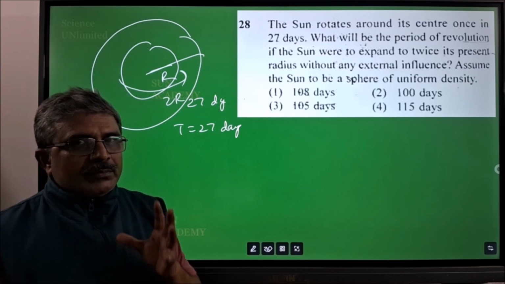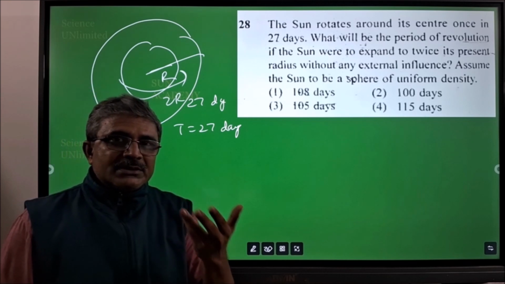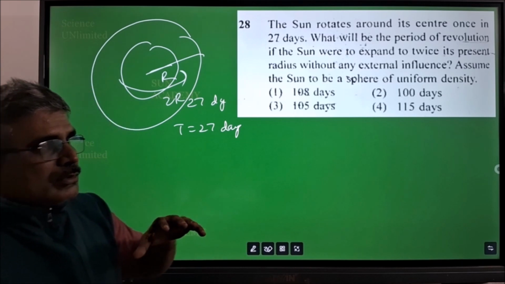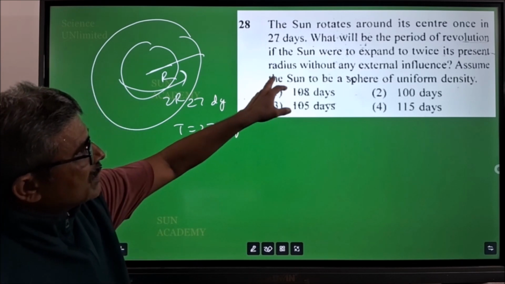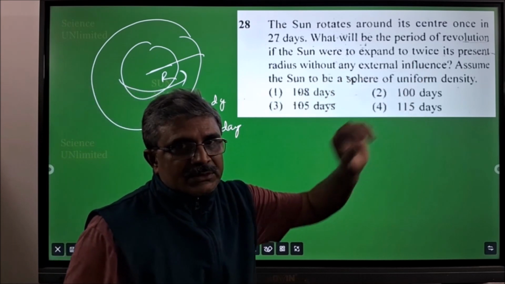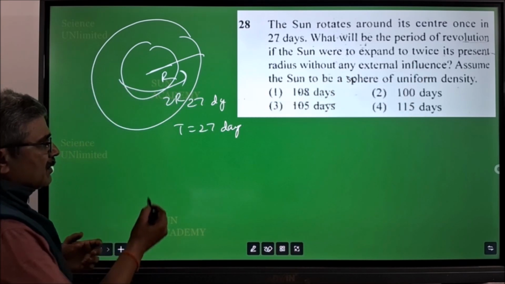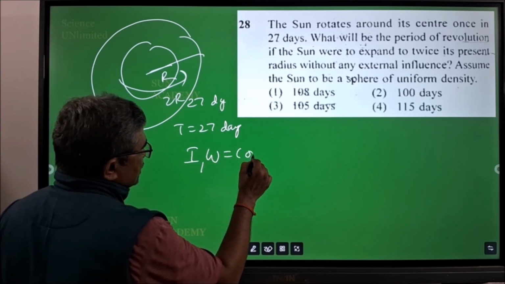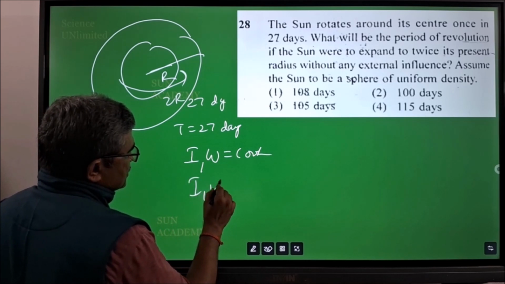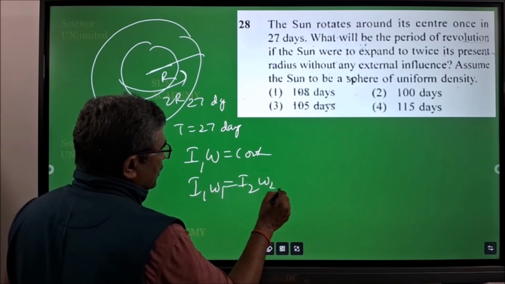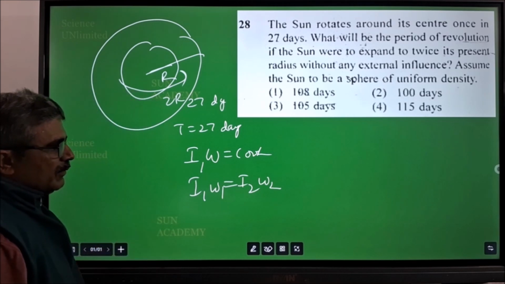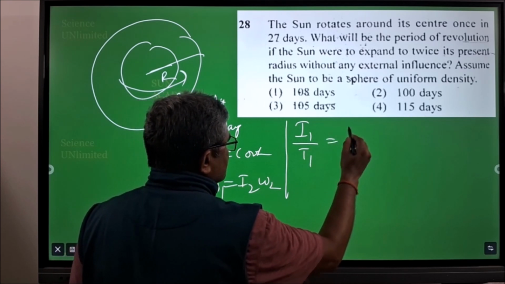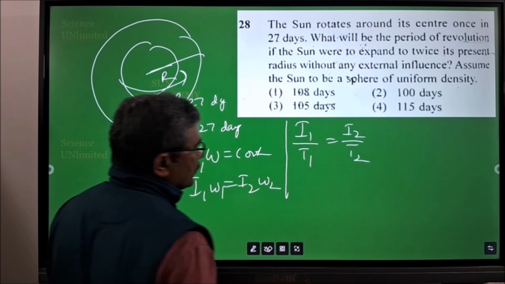The angular momentum of that body is conserved, and you don't have external forces acting on it to rotate the chair also. So in that case, when you are not having any external forces, that's what is specified here, without any external influences. So when you don't have external forces, your angular momentum is going to be conserved. For example, that means I omega is constant, or I1 omega1 is equal to I2 omega2 if you compare two situations. So if you divide by 2 pi, the expression will become I1 by T1 is equal to I2 by T2.